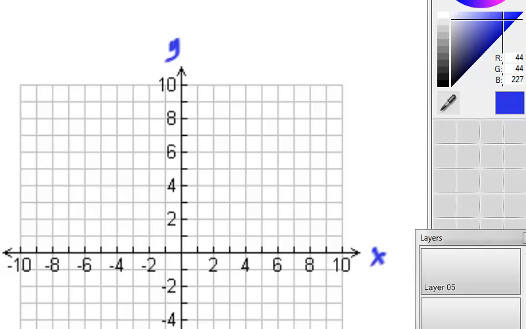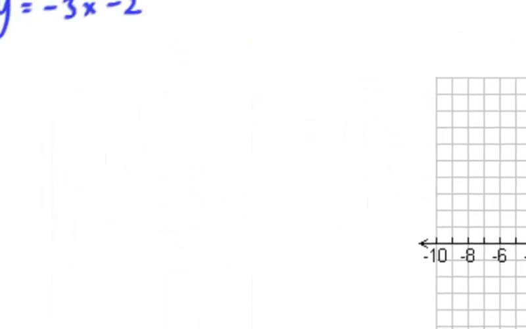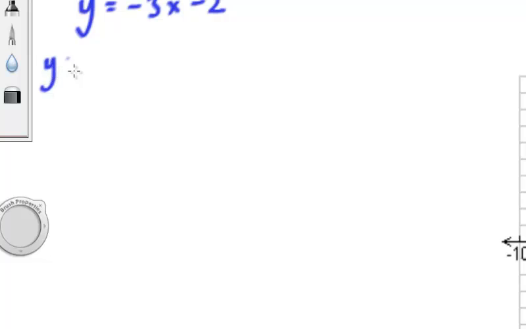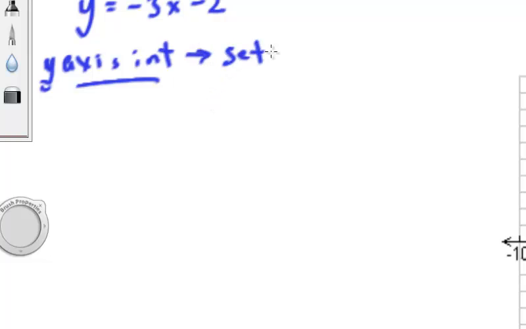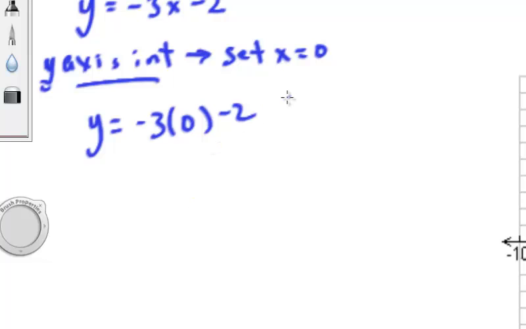If I'm going to find the y-axis intercept, let me make a little chart here. Y-axis intercept. So this will be our little method to do that. To find a y-axis intercept, you set x equal to 0. These are your directions on how to do this. So I'm just going to set x equal to 0. So I'm going to write this y equals negative 3 times 0 minus 2. And I'm going to solve for y.